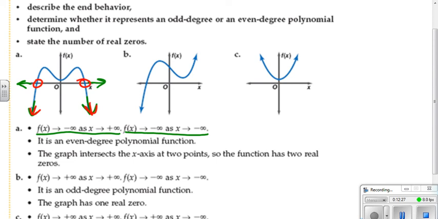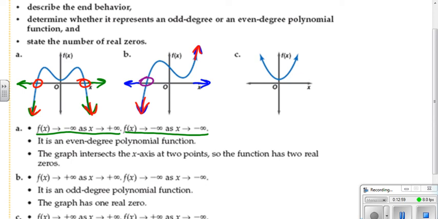All right, let's look at B. As x approaches positive infinity, our f of x approaches positive infinity. And as x approaches negative infinity, our f of x approaches negative infinity. Since one is going down and one is going up, it is an odd degree polynomial function, and it looks like it crosses the x-axis only once, so there is only one zero.